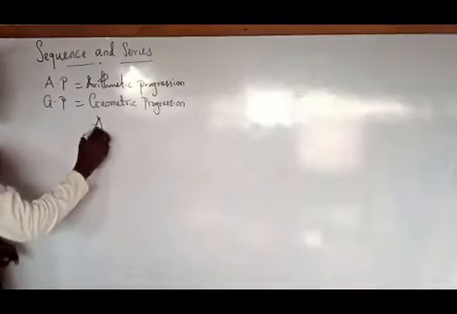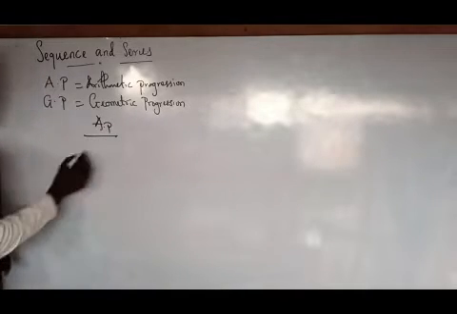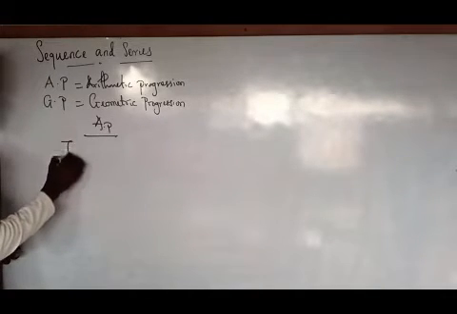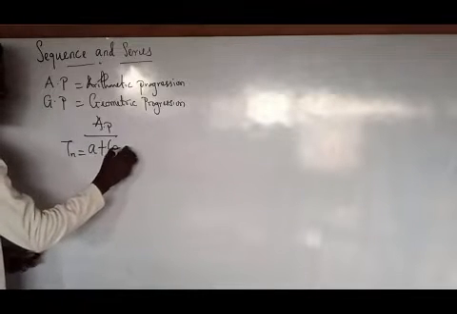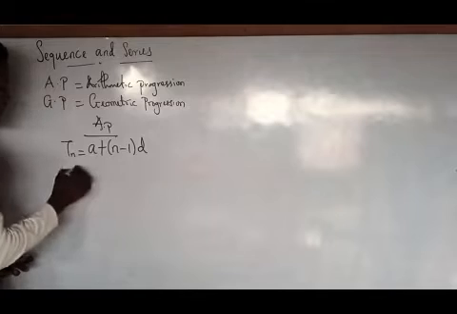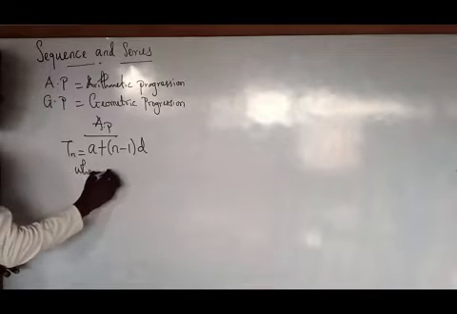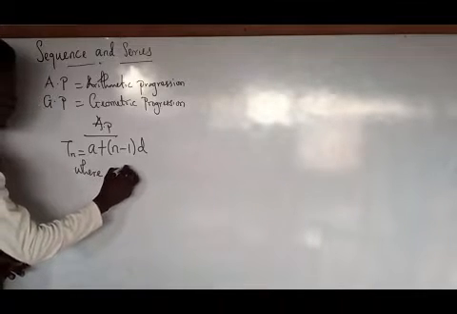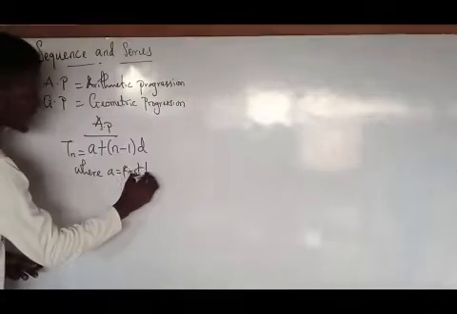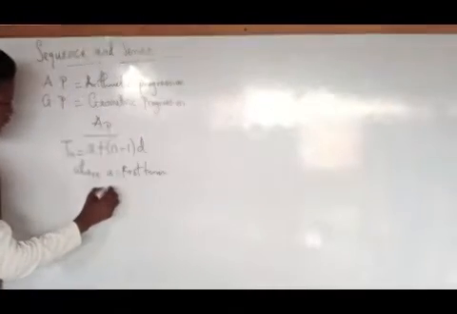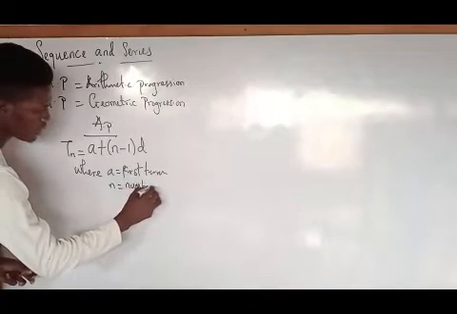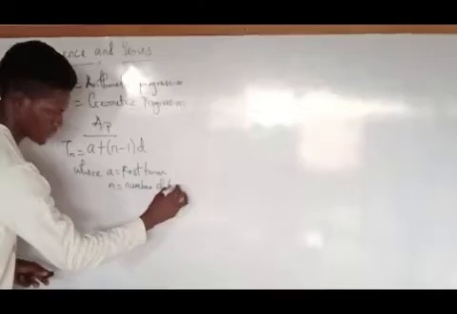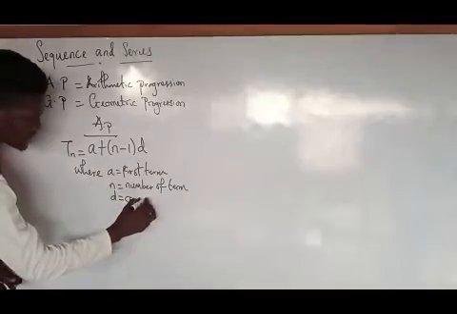Alright, so talking about the arithmetic progression AP, the formula we are going to be using is Tn equals A plus, open the bracket, n minus 1, close bracket, D, where our A is the first term, our n is the number of terms, and our D is the common difference.